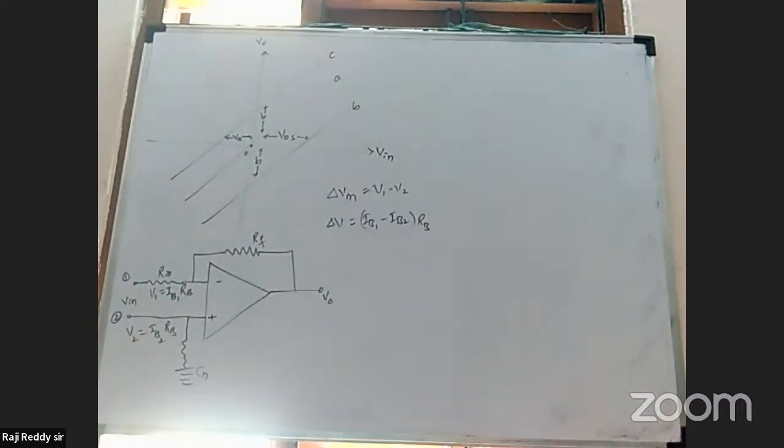If you want the current, then I is equal to delta V by R, IB1 minus IB2, whatever it may be.